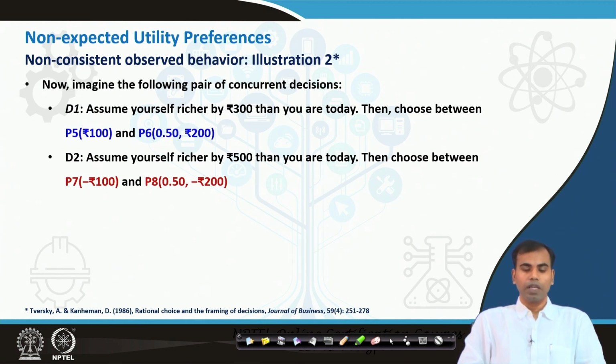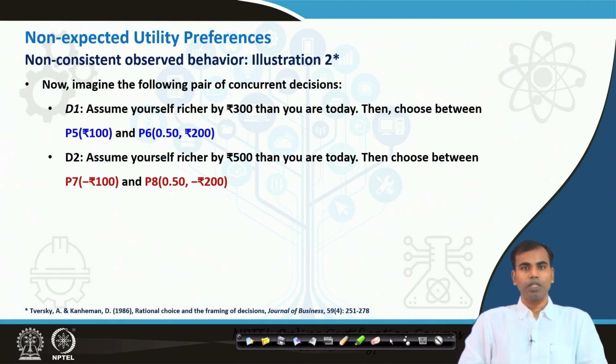Decision choice 1 says that you consider yourself richer by 300 rupees than you are today, which means if you have x amount of wealth today, the next period, let us say tomorrow, you have x plus 300 rupees, and then you have to make a choice. The choice is between prospect 5 and prospect 6. Prospect 5 has a sure shot gain of 100 rupees, and prospect 6 has a gamble of 200 rupees with a 50% probability.